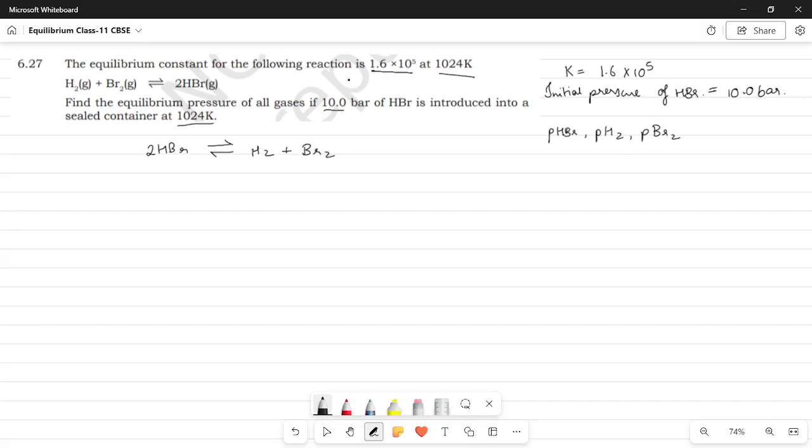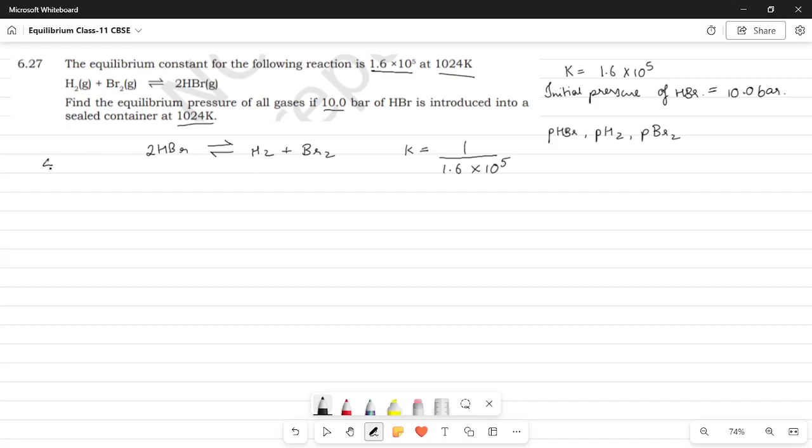So don't be confused when you see this particular thing where they've given us the equilibrium constant. But if you notice, they've also given us the initial pressure of HBr, which means it's the HBr that's getting introduced into this sealed container. So we are going to have to take the opposite of this equation. So automatically the equilibrium constant for this particular equation is going to be 1 divided by 1.6 into 10 to the power 5, because it's the backward reaction with respect to this. So the forward is 1.6 into 10 to the power 5. The backward would be 1 divided by that value. That's what we've discussed regarding the equilibrium constant.